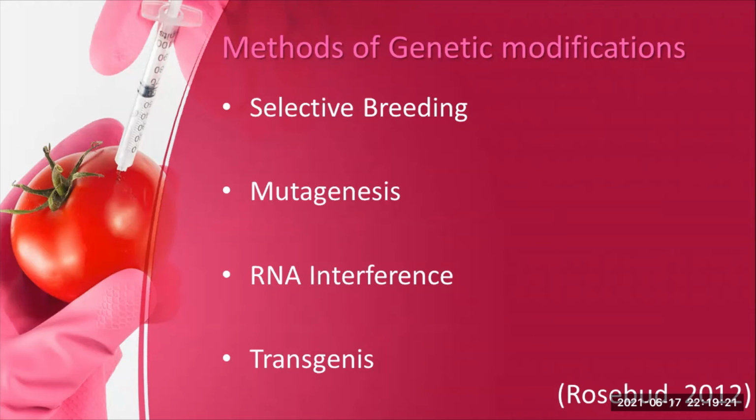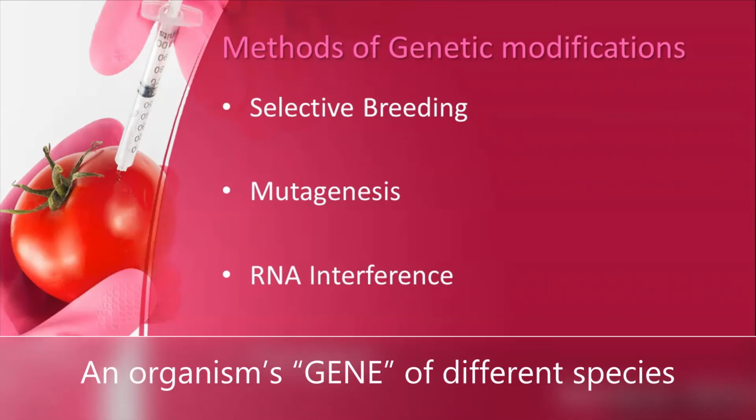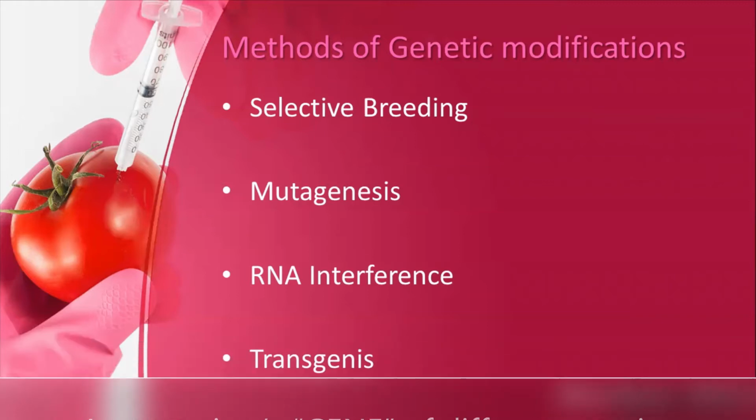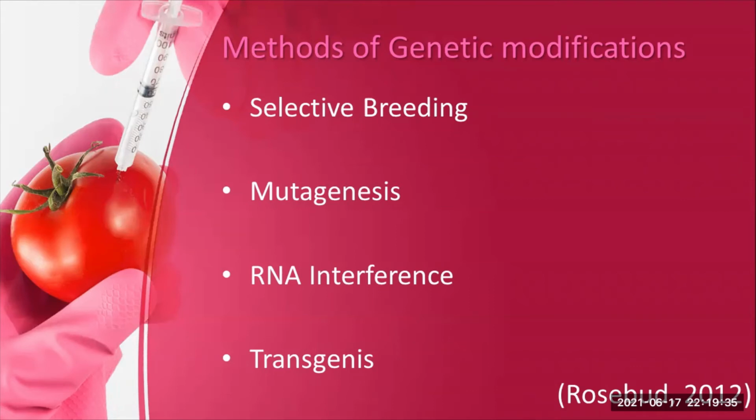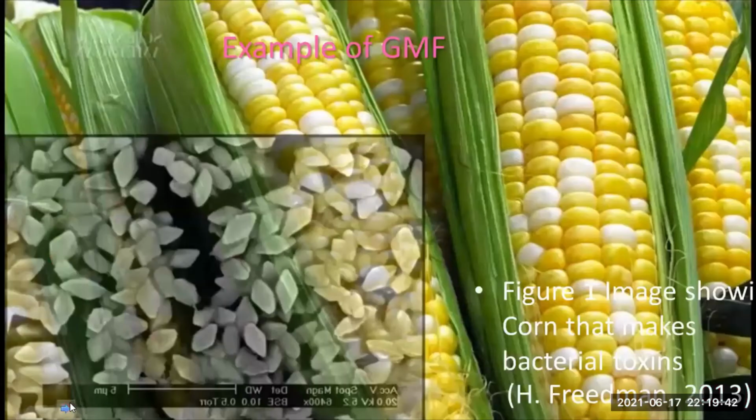Transgenesis, as I mentioned earlier, is the introduction of a gene from an organism of a different species into one organism to make a new or stronger organism. Now, it should be noted that transgenesis is the most common type of genetic modification in today's day and age. Some examples of genetically modified food are corn which was introduced with a bacterial gene, which causes them to produce a bacterial toxin, making them more resistant to pests.